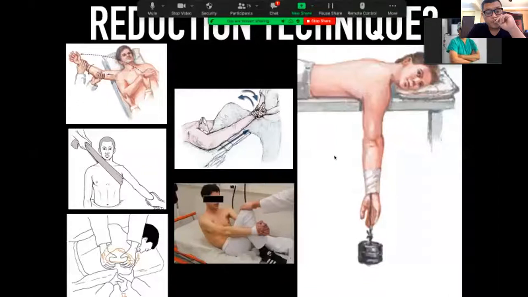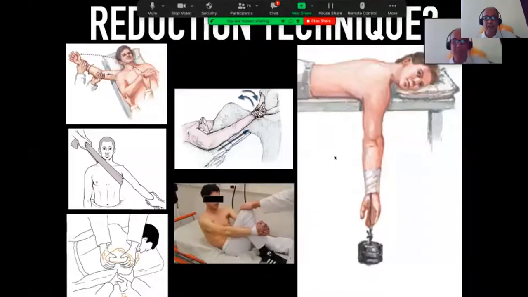I think from day one, my technique is the simple Kocher maneuver from my resident days. I've always found it to give very good results. So Kocher's maneuver is my way of treatment, and I always do it under IV anesthesia. There are so many reduction methods that have been explained, with gravity and with the patient conscious, but still I'm not very comfortable with those ways of reduction. So always under IV anesthesia.